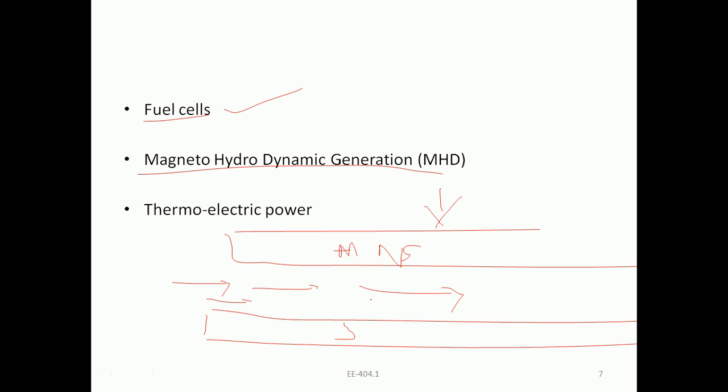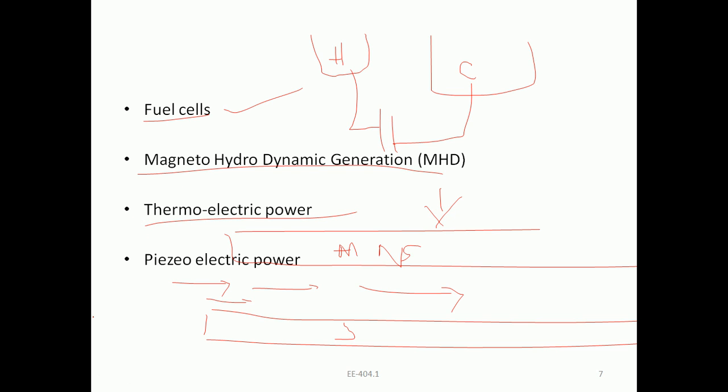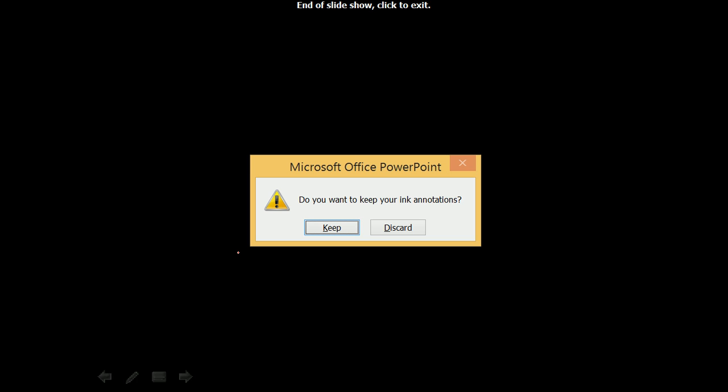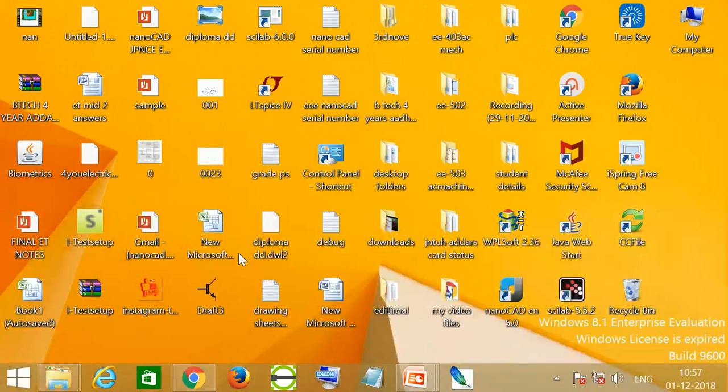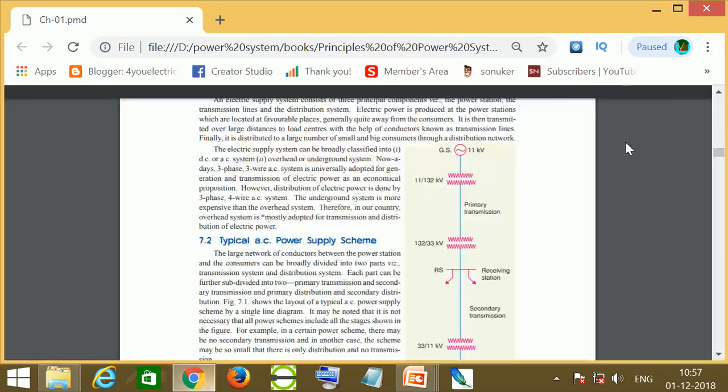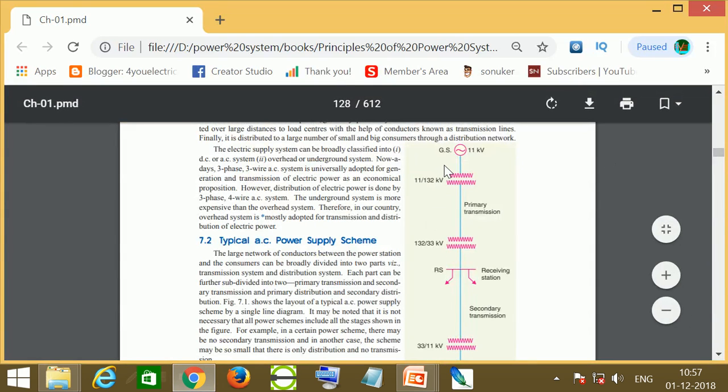Next, thermoelectric. Here we use different temperatures, one hot and one cold, heat and cold, and by using this we generate the power. That is thermoelectric. Next, piezoelectric. A piezoelectric device generates power by using piezoelectric cells. This is power generation.